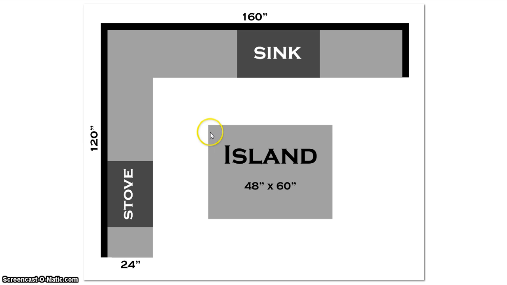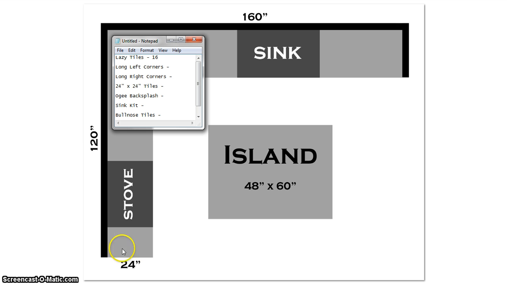For the island, since we need all 4 edges, we're going to need 2 of each corner. If we were standing on this edge, we would need 1 left and 1 right. If we're standing here looking at the island, we would again need one left and one right. So we're going to pull up our notepad again. Since we need a left corner here as well as 2 left corners here, we're going to need a total of 3 long left corners. For the island, we need 2 right corners, but we don't need any right corners for our main countertop. So we just need 2 there.